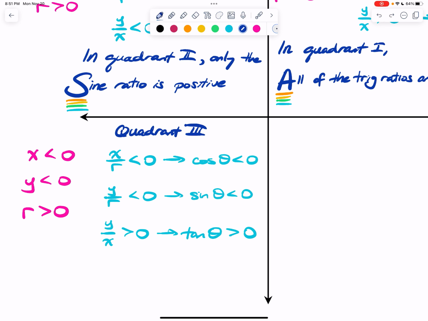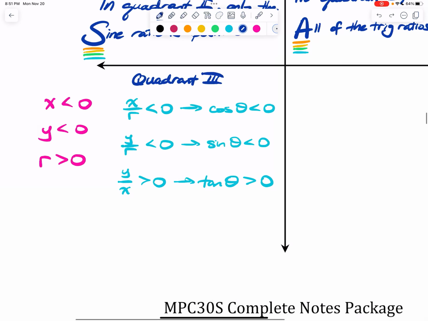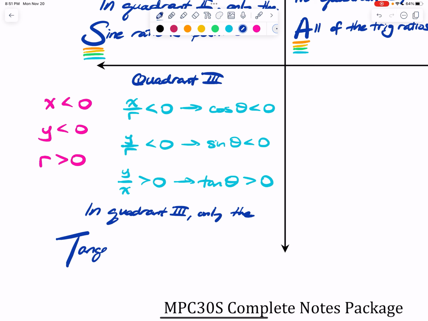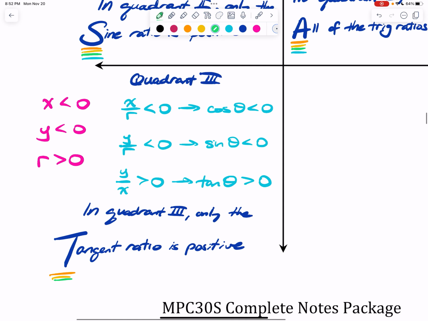So the statement we write is that in quadrant 3, only the tangent ratio is positive. And look at some fancy underlines. Can't forget those. Super critical. Not really, but they could be.